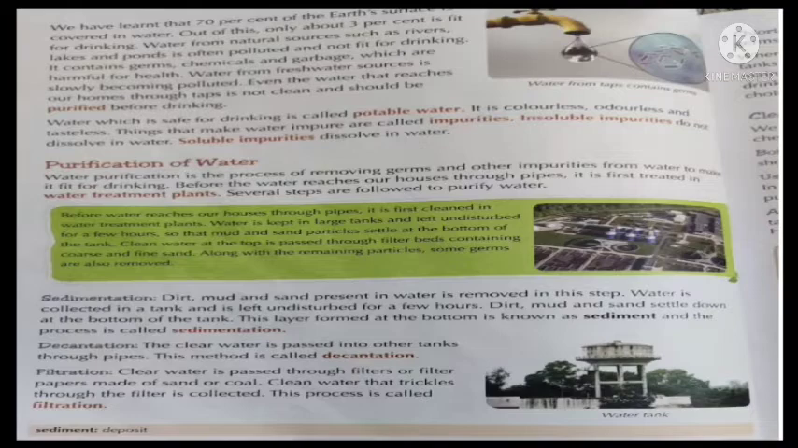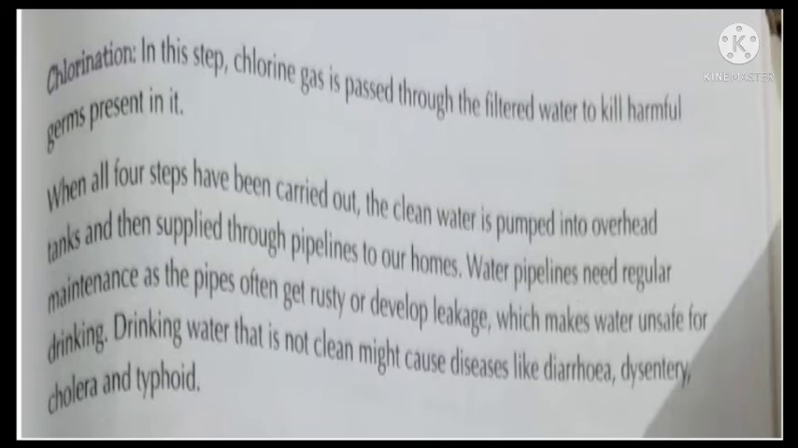First, sedimentation. Dirt, mud and sand present in water is removed. First of all, water is collected in a tank and is left undisturbed for a few hours so that dirt, mud and sand settle down at the bottom of the tank. This process is known as sedimentation. Decantation. The cleared water is passed into another tank through pipes. Filtration. Clear water is passed through filters or filter paper made of sand or coal. Clean water that trickles through the filter is collected, and this process is known as filtration.